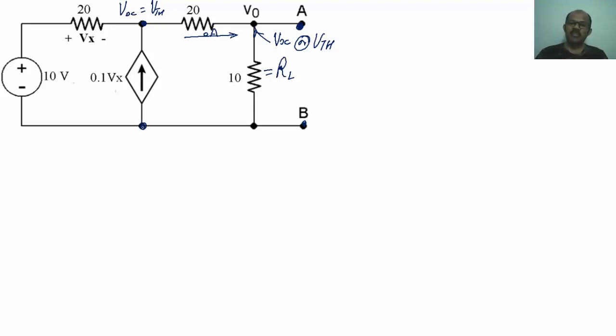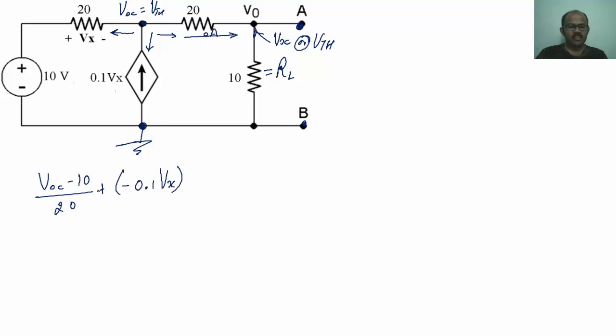We will be having one more principal node. That principal node, I am going to treat it as ground. For the other principal node, let me apply KCL or nodal analysis. So this current is (VOC minus 10) divided by 20, plus, what is this current? It is minus 0.1 times Vx. Plus, what is this current? This current equals 0, which is equal to 0.